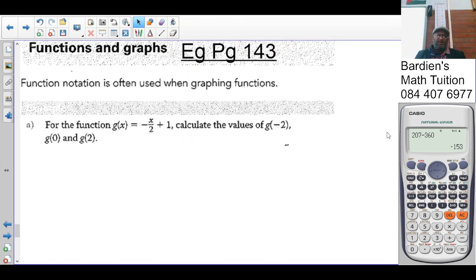Okay, examples on page 143. We are told the function notation is often used when graphing functions, or drawing functions. Okay, write that note down.